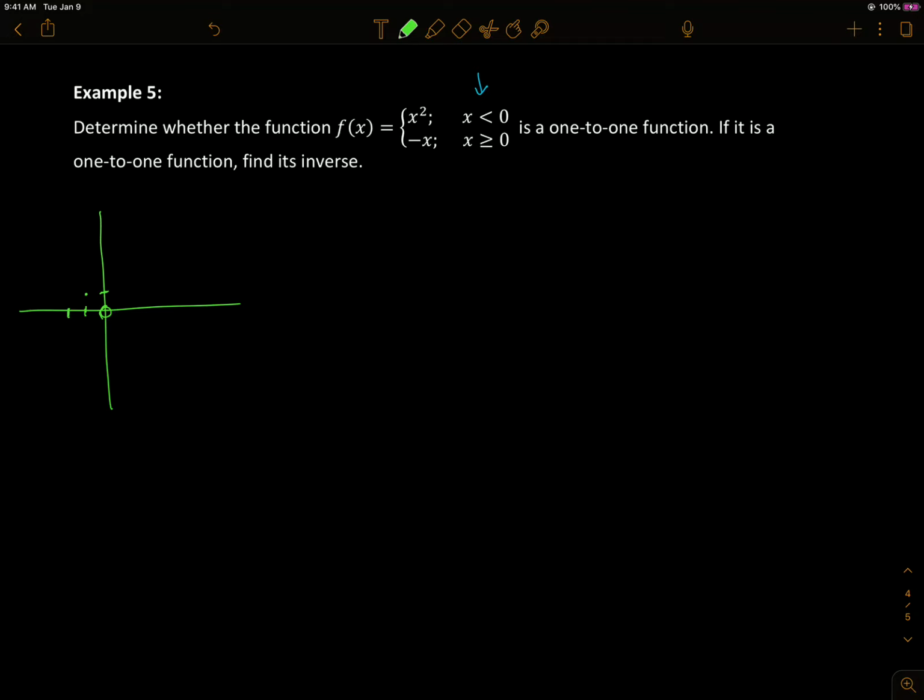Negative 2, I get 4. So there is my graph, the first piece. That's for all x less than 0. That's why I don't color in the circle at 0. I still have to find 0, plug 0 into the function, find out where to put the open circle.